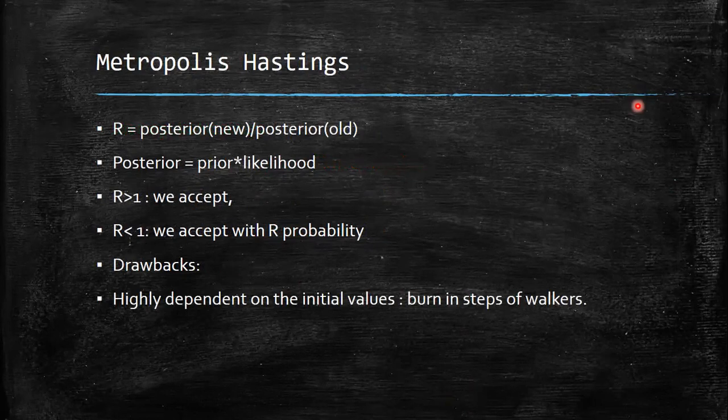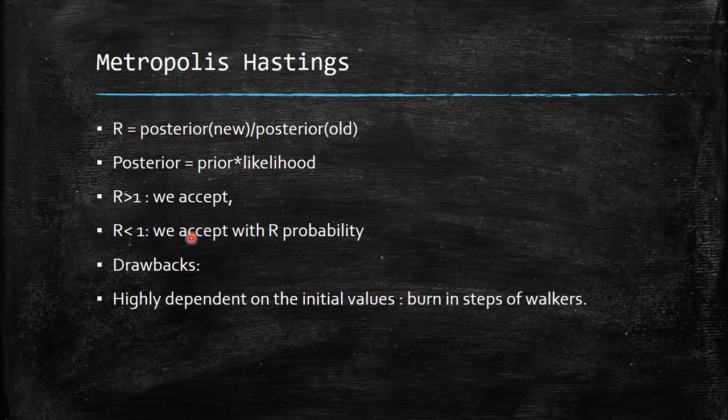Metropolis Hastings sampling is based on a ratio R. In the previous case we had a chain that went from sunny to rainy to sunny. So how do we go from one state to the next? We take the ratio of the posterior probabilities of the new state divided by the old state. We know that the posterior is prior times likelihood. If the ratio of the posteriors is greater than 1, then we accept the new case and move forward, sampling this point.